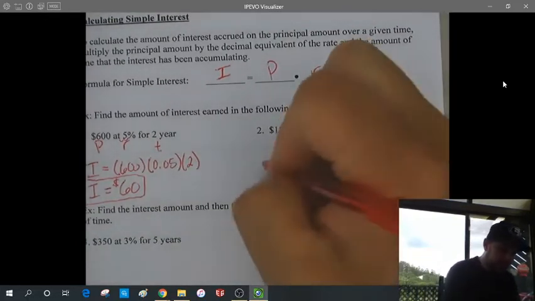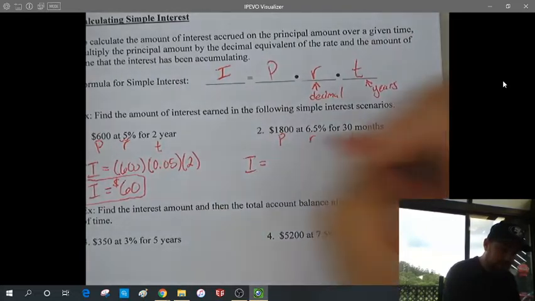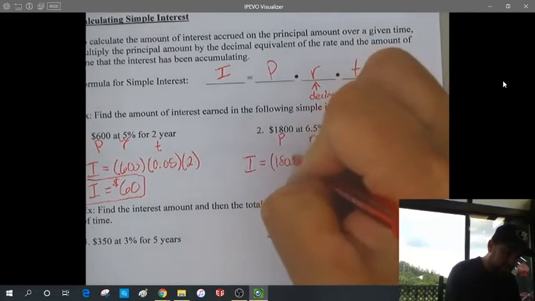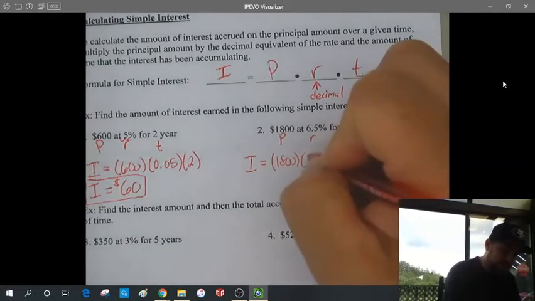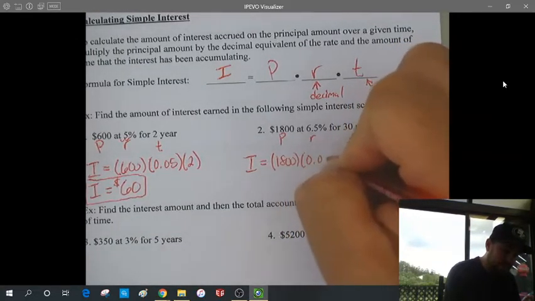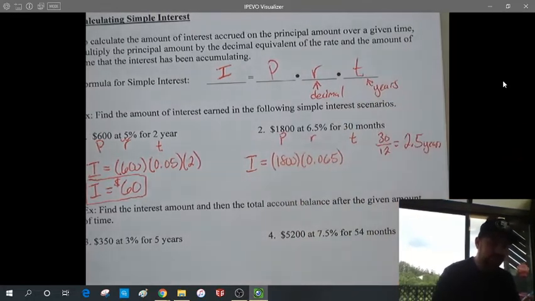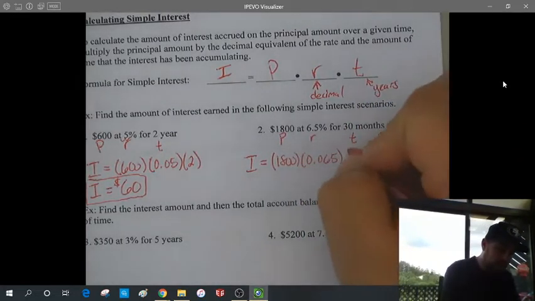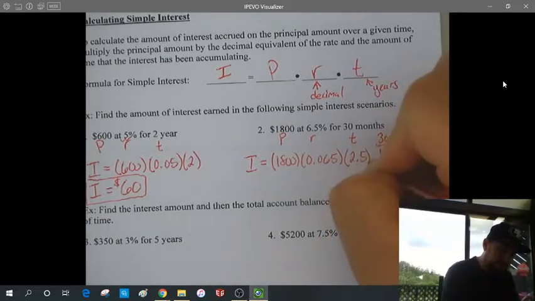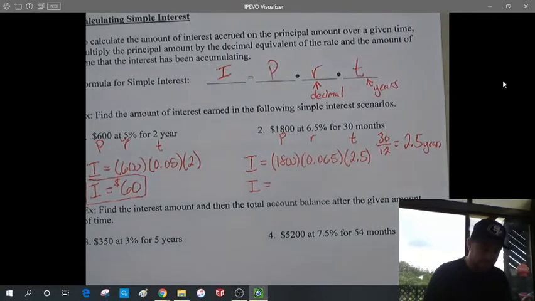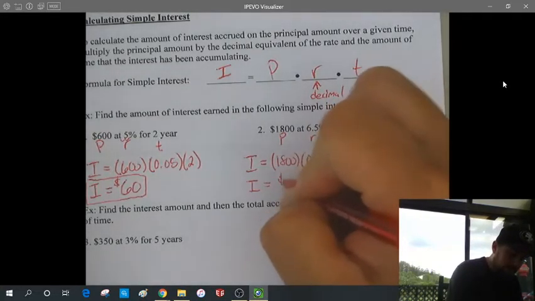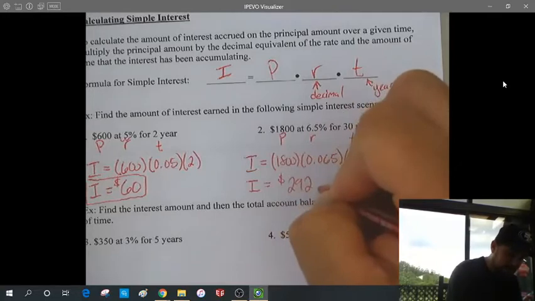Okay, so my interest is equal to 1,800 times my interest rate, which is 6.5%, or 0.065 as a decimal, and then times my 2.5 for a number of years. Multiply that, and you get $292.50.